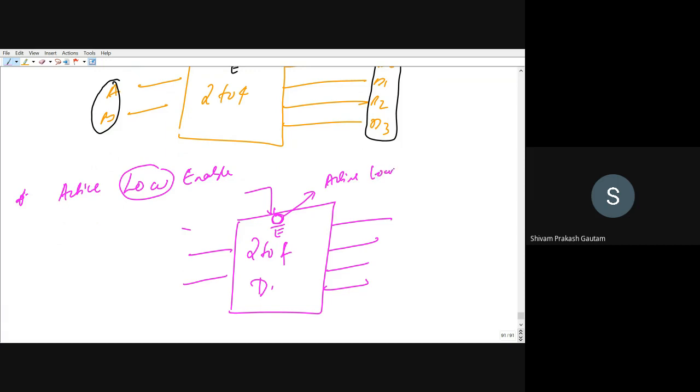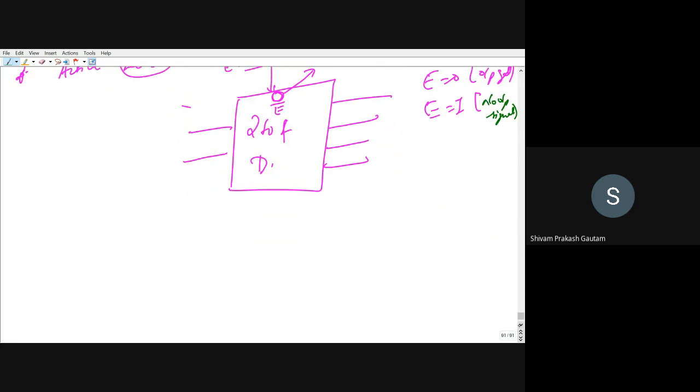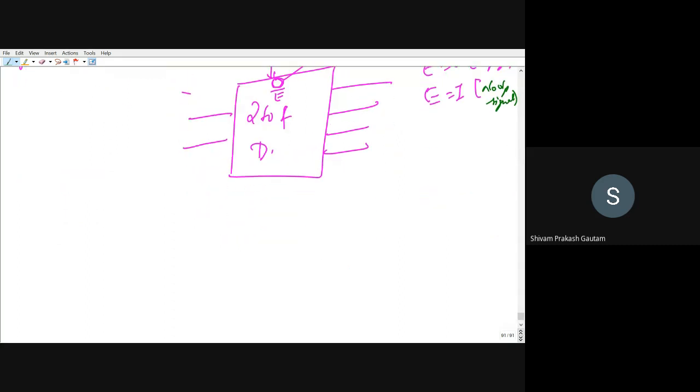Now, what is the difference between active high and active low? Here E should be 0 to operate this circuit. If E is equal to 0, then only will you get your output lines. If E is equal to 1, that is, if enable is high, you will not get an output signal. No output signal.